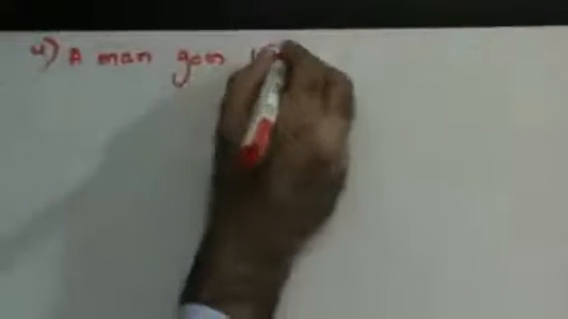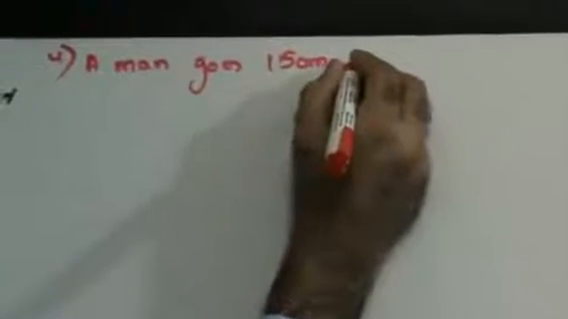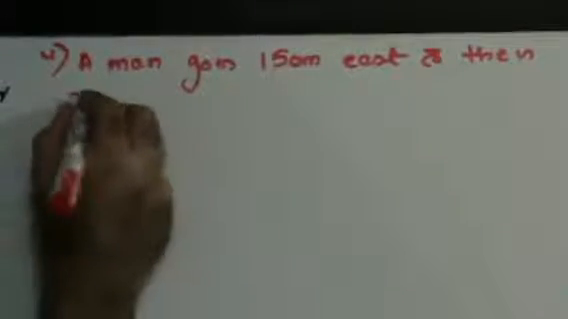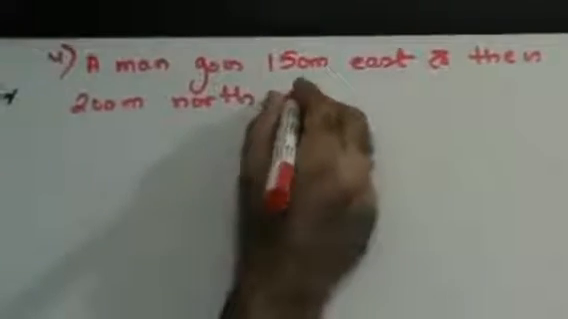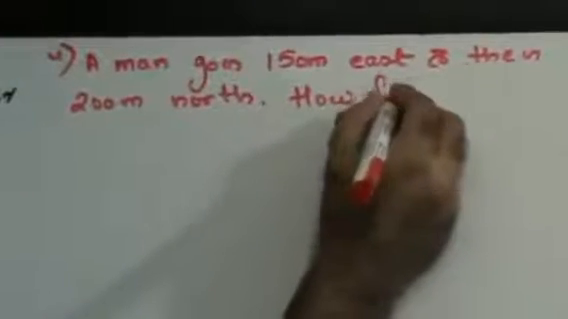A man goes 150 meters to the east. A man goes 150 meters east and then 200 meters north. How far is he from the starting point?